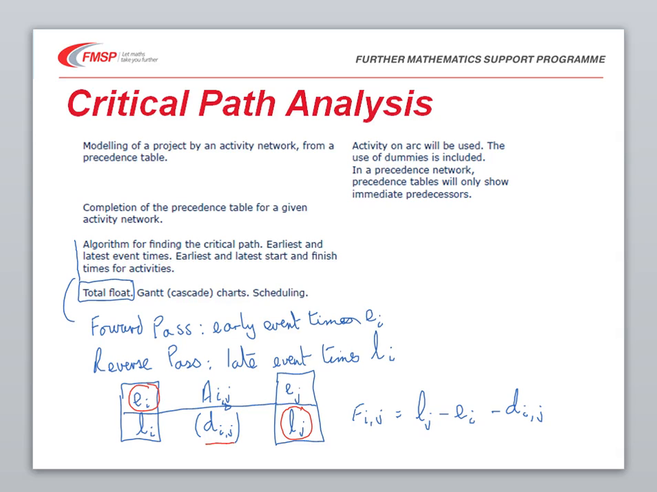The float time, if it has any particular value, allows some slack within the system. It means that the activity can be delayed a little bit without affecting the end of the project itself. If, however, the float is equal to 0, then we say that the activity is critical. So if the float IJ is equal to 0, then the activity from I to J is termed a critical activity, and it must be done on time, otherwise there will be delay in the end of the project.